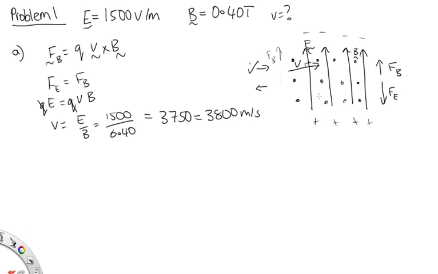Part B says draw the vectors for E, B and v. That's what we've done here. We've shown that if E is going up the page, then v is going to the right and B coming out of the page is a possible solution.